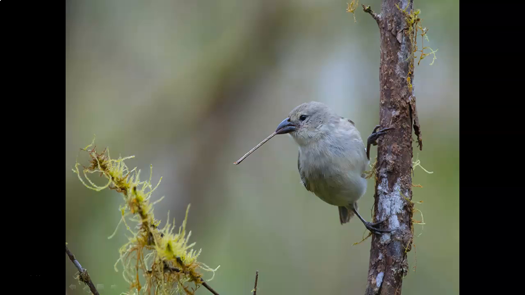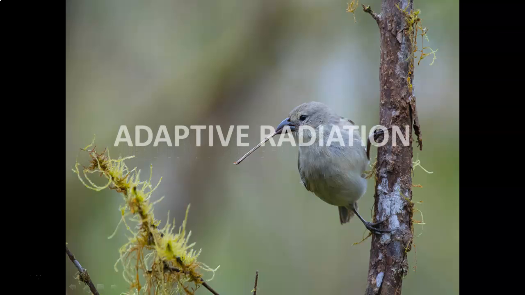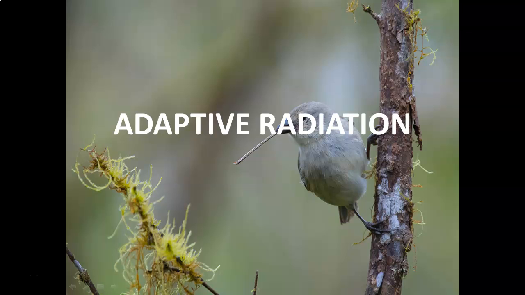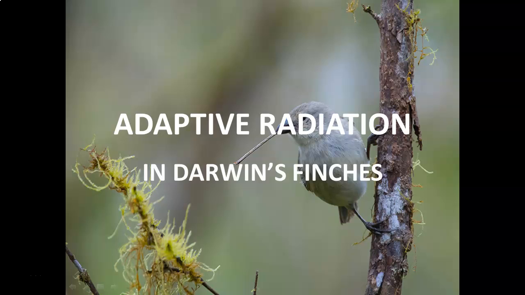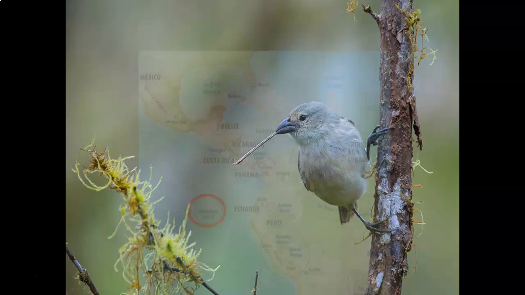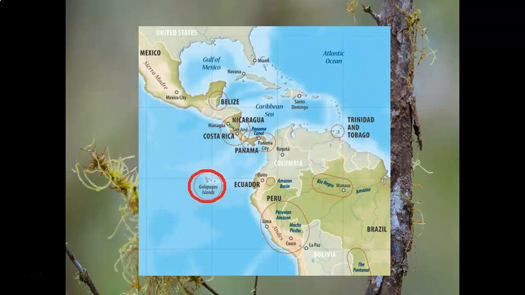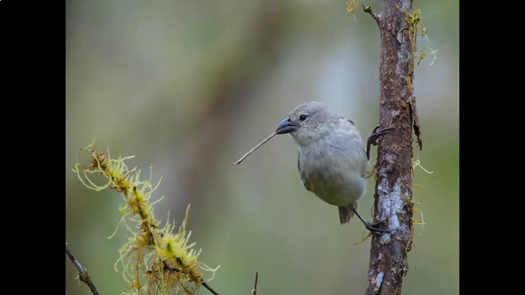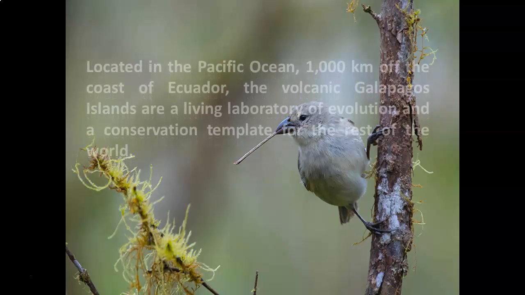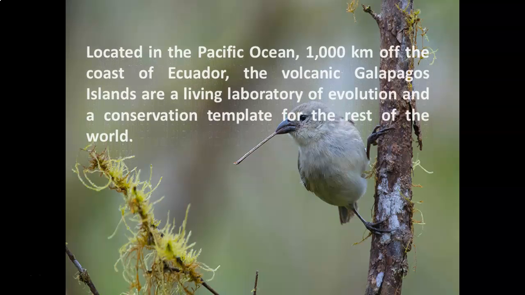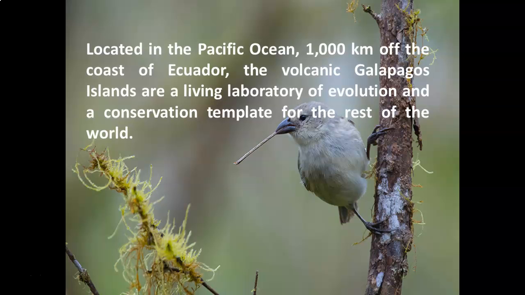Hi students, in this presentation I am going to explain the adaptive radiation in Darwin's finches. Let us understand the Galapagos Islands. It is located in the Pacific Ocean, 1000 km off the coast of Ecuador. The volcanic Galapagos Islands are a living laboratory of evolution and a conservation template for the rest of the world.